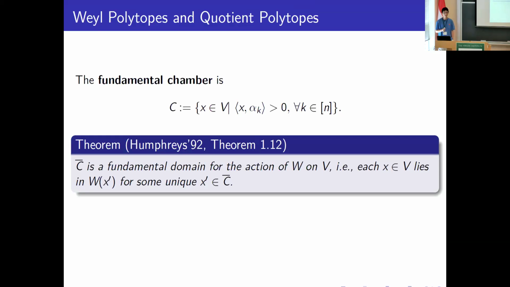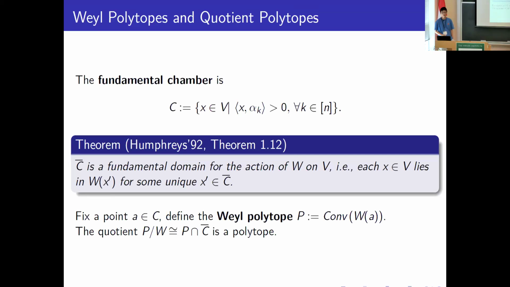Here is a theorem I just copied down from a book of Humphreys. It says that the closed chamber is a fundamental domain for the Weyl group action on V. That means each W orbit intersects the closed chamber exactly one time.